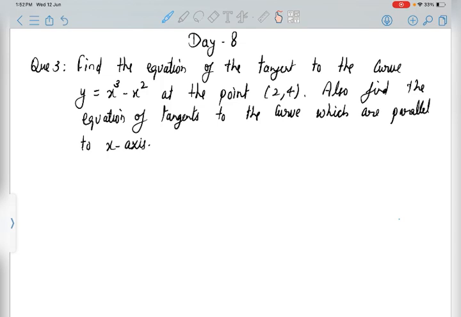So, in this question, find the equation of the tangent to the curve y equals x cube minus x square at the point (2, 4). Also, find the equation of tangents to the curve which are parallel to the x axis. Okay, easy question, simple.